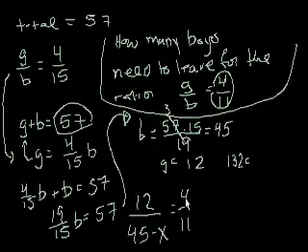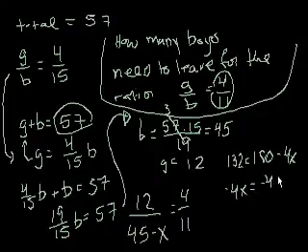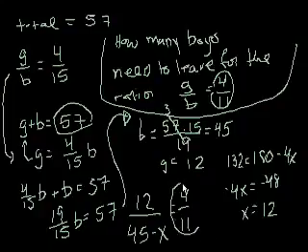132 is equal to 4 times 45, 160, 180 minus 4x. And then if you solve for x, and I think you know how to do this right now, we could say minus 4x is equal to minus 48. X is equal to 12. There, we solved it. So we say that if 12 boys left the room, the new ratio of girls to boys would be 4 to 11.